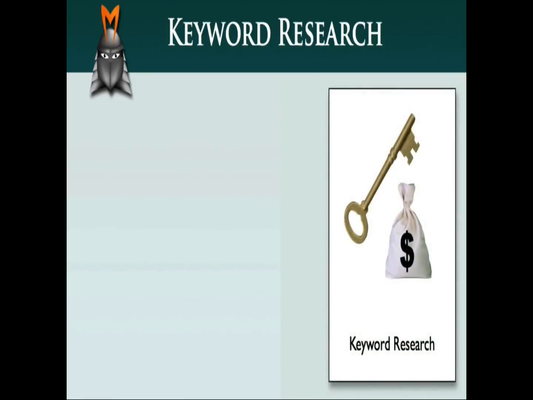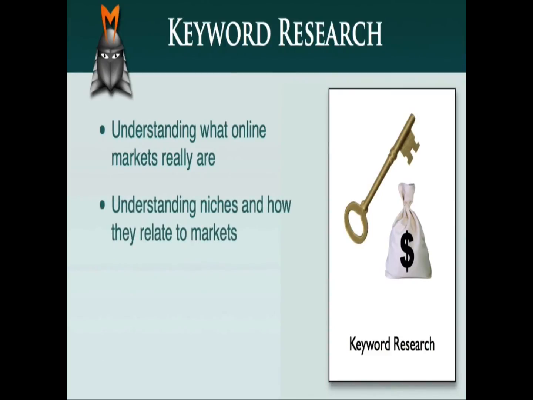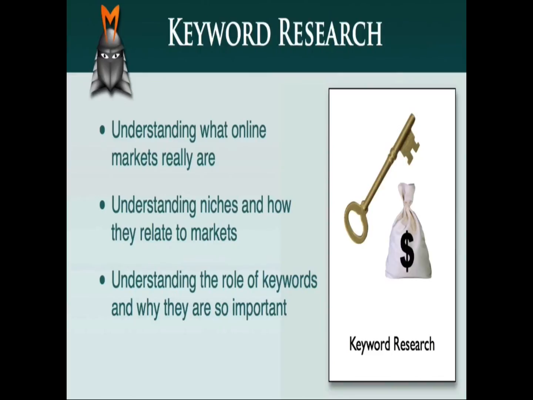In this video, we looked at what online markets are and defined them as communities of people who share an interest in a particular area and who often have their own internal language. We then saw that within each market there are many niches which relate to specific topics of interest to members of a market. Next, we looked at the role of keywords and found that they are the keys to unlocking a niche. We also saw that different keyword phrases have different values depending on the amount of traffic they generate. And finally, we discussed the importance of keywords and found that choosing the right market and targeting the right keywords are 2 of the biggest factors in determining the success or failure of your online business.